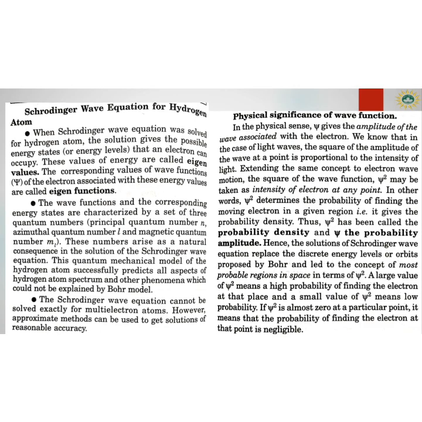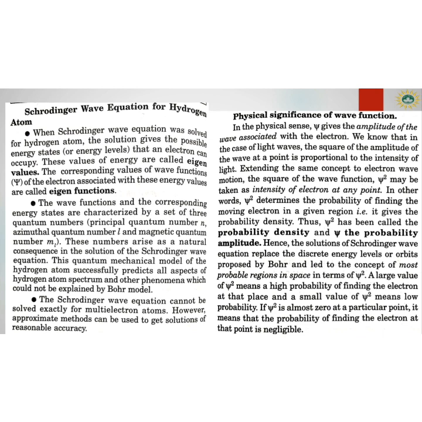Now, when the Schrödinger wave equation was solved for the hydrogen atom, the solution gives possible energy states. Energy states means we get the quantum numbers n, l, the azimuthal quantum number, the principal quantum number. We will study these quantum numbers later. These are called eigen values. The corresponding values of the wave function psi of the electron associated with the three energy values are known as eigen functions. The wave function and the corresponding energy states are characterized by a set of three quantum numbers: principal quantum number n, azimuthal quantum number l, and magnetic quantum number m.